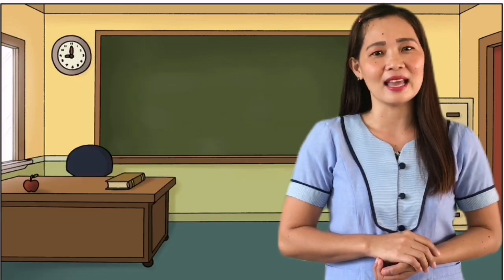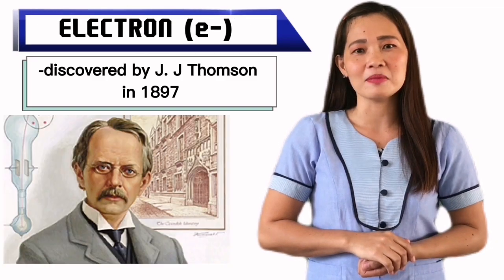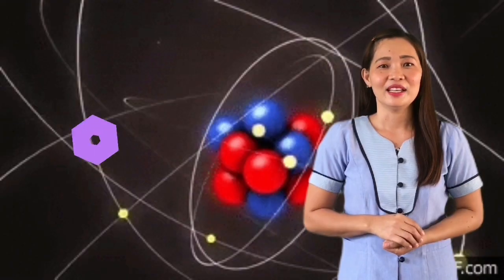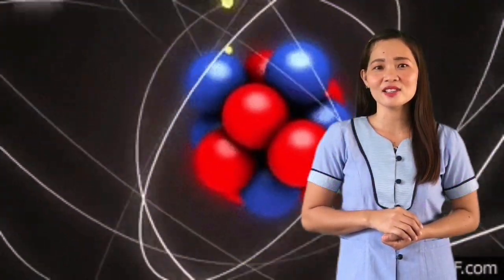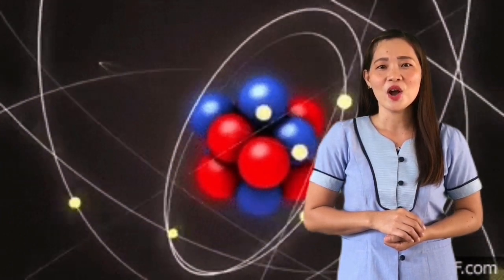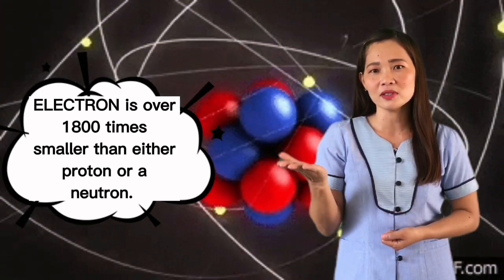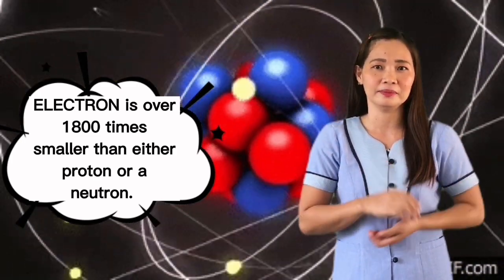Let's proceed to the next subatomic particle, the electron. This was discovered by J.J. Thomson in 1897. Do you know that electrons are tiny compared with protons and neutrons? They are over 1,800 times smaller than either a proton or a neutron.